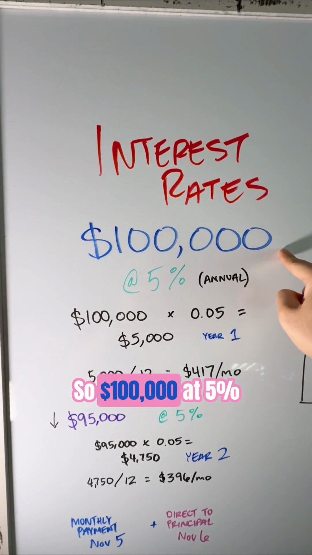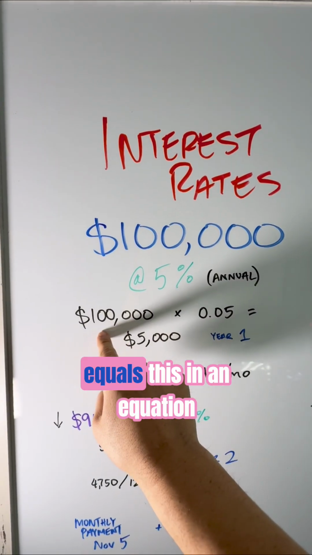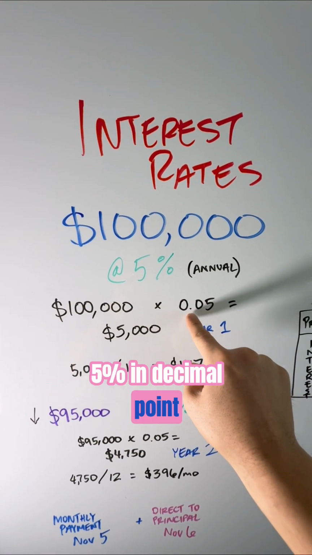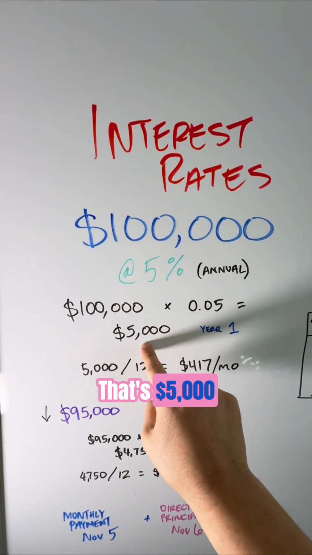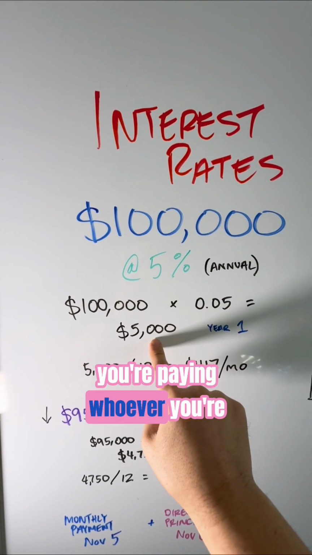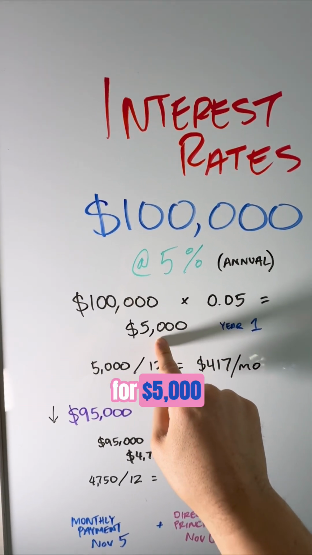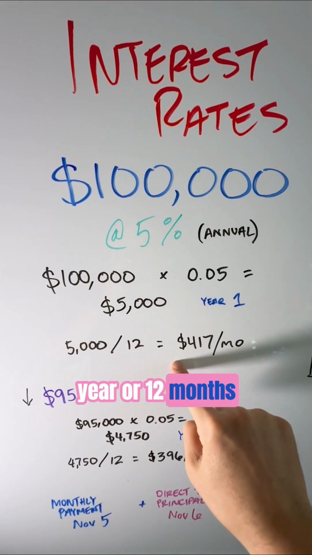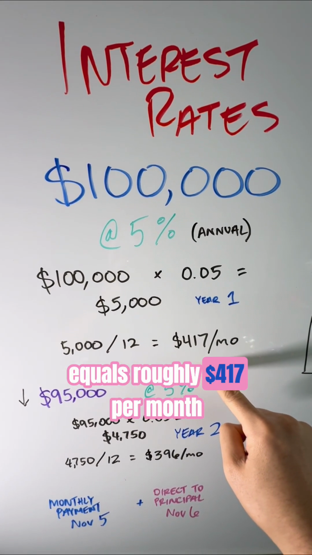All right, so $100,000 at 5% equals this in an equation. 100,000 times 5%. 5% in decimal point is 0.05. That's $5,000. In year one, you're paying whoever you're borrowing the money from $5,000. $5,000 divided by 1 year or 12 months equals roughly $417 per month.